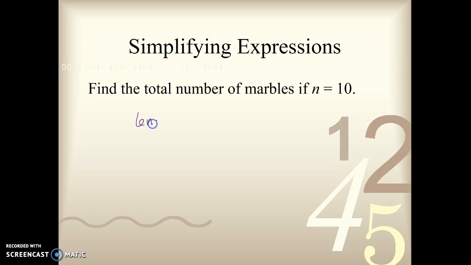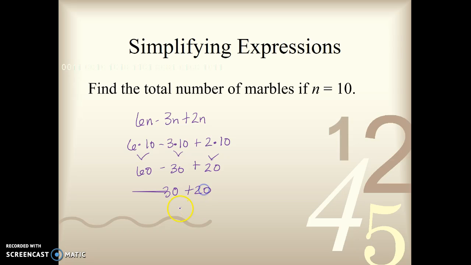Now, let's find the total number of marbles if n equals 10. So remember, I had 6n minus 3n plus 2n. So now I'm going to do some substitution. I have 6 times 10 minus 3 times 10 plus 2 times 10. So let's work that out. 6 times 10 is 60. 3 times 10 is 30. 2 times 10 is 20. So I should have 60 minus 30 is 30 plus 20, 50 marbles.